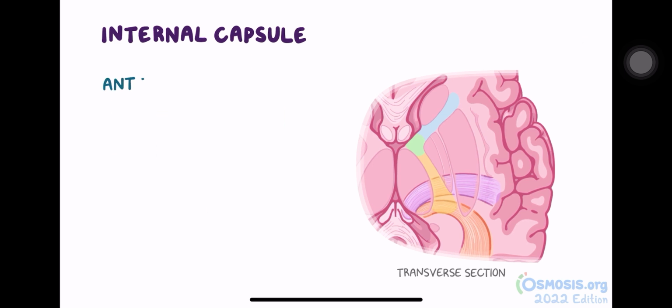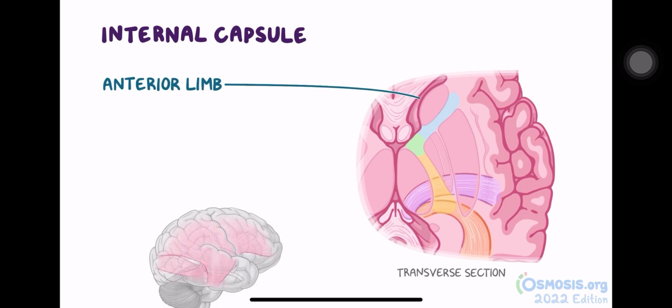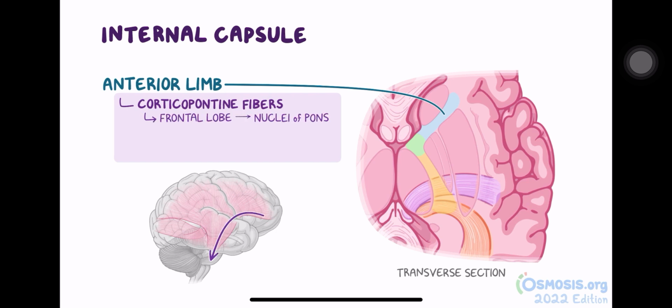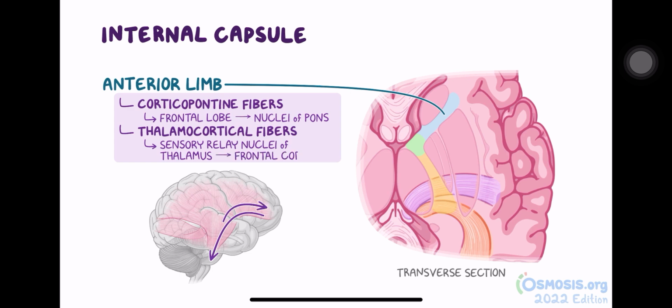If we look at the anterior limb of the internal capsule, it is located lateral to the head of the caudate nucleus, medial to the lentiform nucleus, and contains 2 types of fibers, the corticopontine fibers and frontopontine fibers, that run from the frontal lobe to the nuclei of the pons, and the thalamocortical fibers that form the anterior thalamic radiation, originating from sensory relay nuclei of the thalamus and traveling to the frontal cortex.